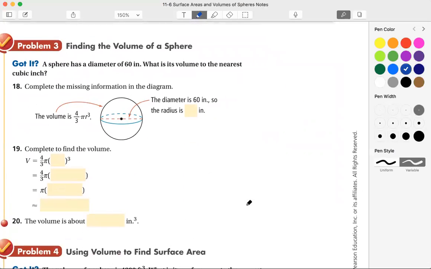A sphere has a diameter of 60 inches. What is the volume? We know diameter is 60 inches, so the radius must be 30 inches. Substituting that into the formula, volume equals 4/3 pi times 30 cubed. Multiplying that out, you get 27,000, and then 36,000. Approximating on the calculator, 113,097.3355. So the volume is about 113,097 inches cubed.